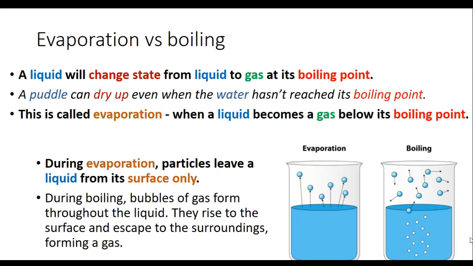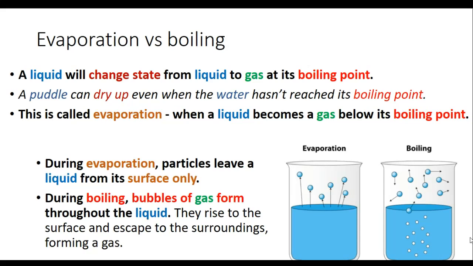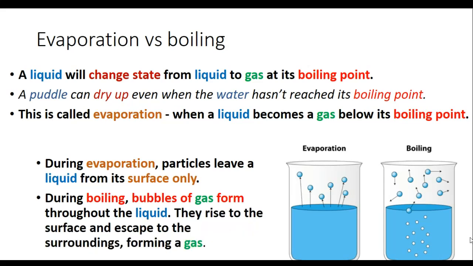During evaporation, particles leave a liquid from its surface only. So you can see in the diagram, the left container, you can see that the particles are just moving away from the surface. Whereas during boiling, bubbles of gas form throughout the liquid. They then rise to the surface and escape to the surroundings. So you can see on the right, the container on the right, the fact that there are bubbles of gas within the liquid, and then the particles, when they move out, they rise to the surface and escape to the surroundings.